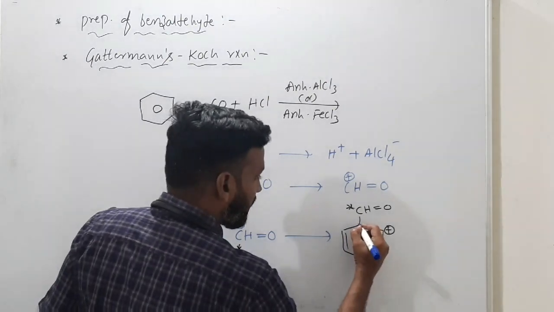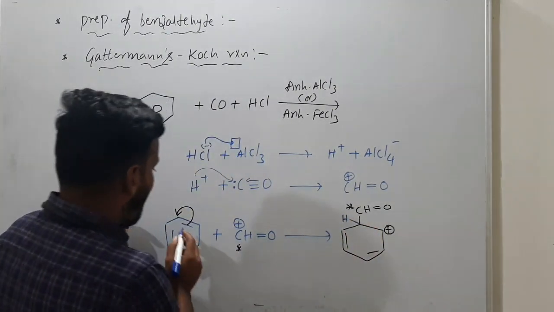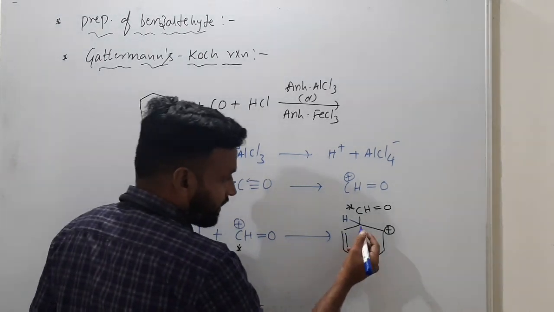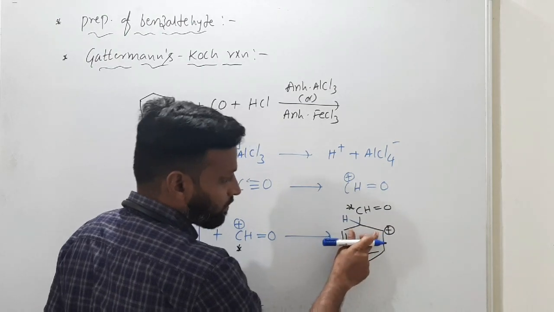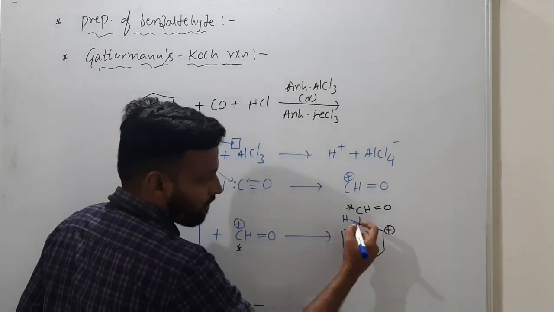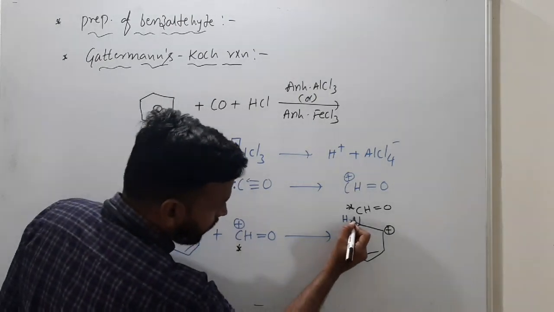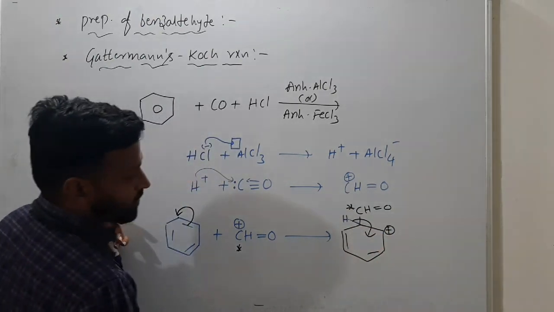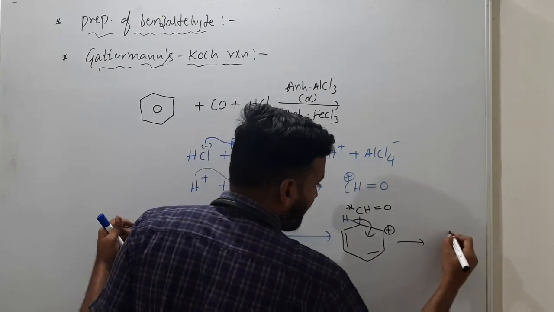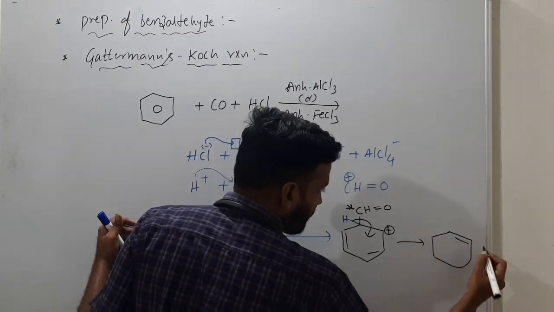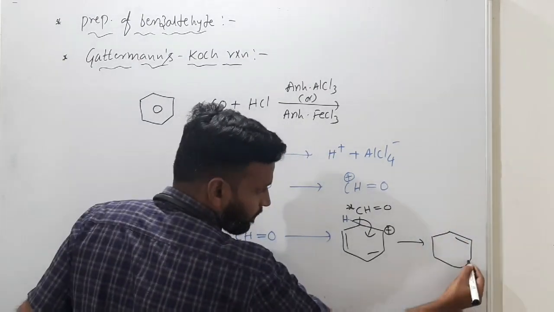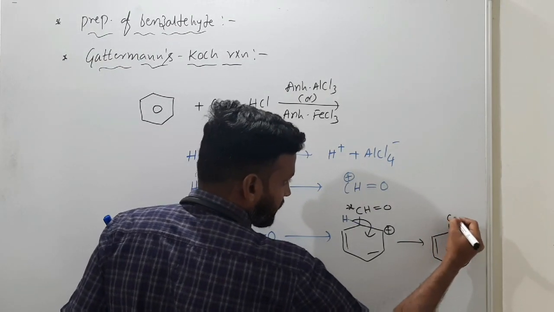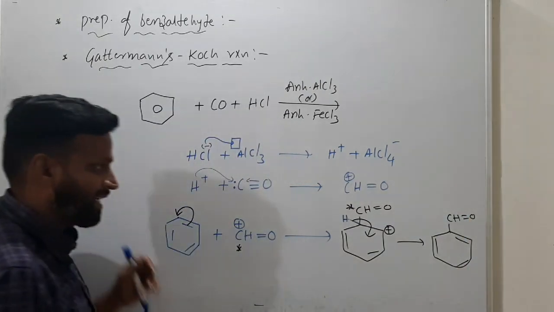Here one more hydrogen is there. Of course, every carbon on benzene has hydrogen, right? But here it has 4 bonds and a positive charge. To neutralize this, what must happen? This C-H bond must break, so H+ will be removed. Then you retain the pi bonds again over here, and you have CH double bond O, benzaldehyde.